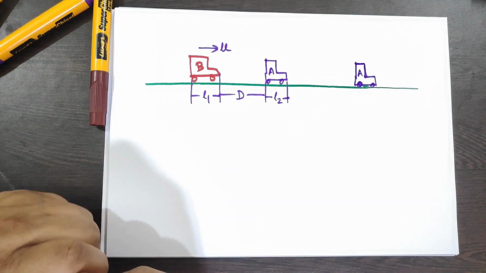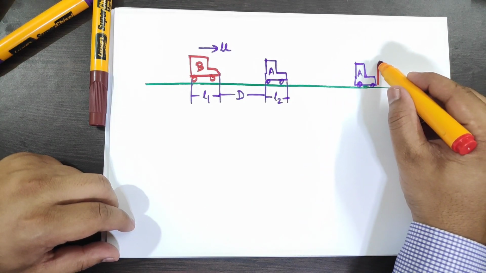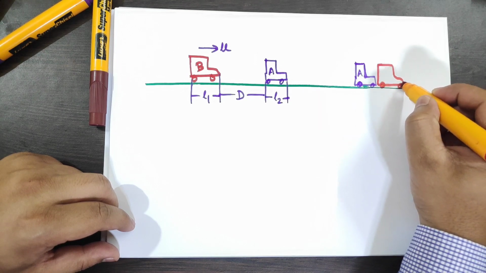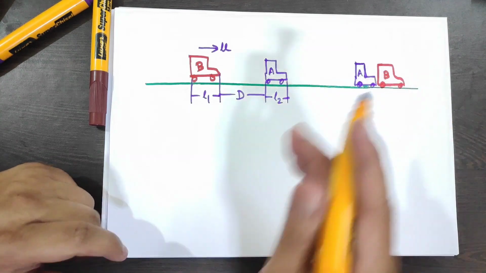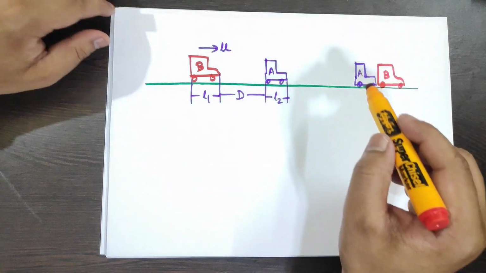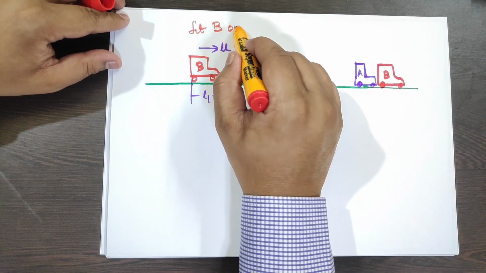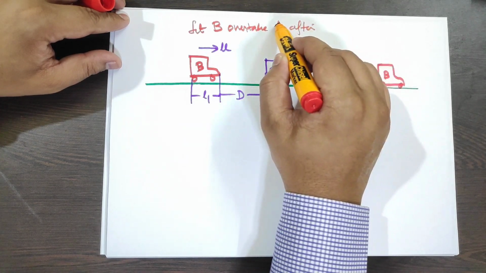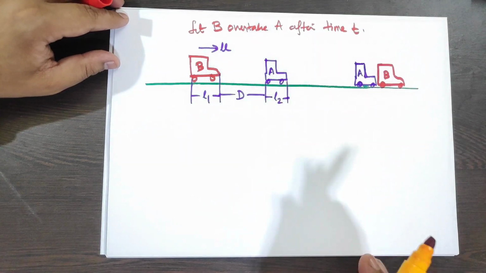So overtaking of the car means that after time t, B overtakes A. So that means B is here. It just crosses A. The rear end of B is just in line with the front end of A. So this means overtaking. So we'll assume that B overtakes A after time t, right?